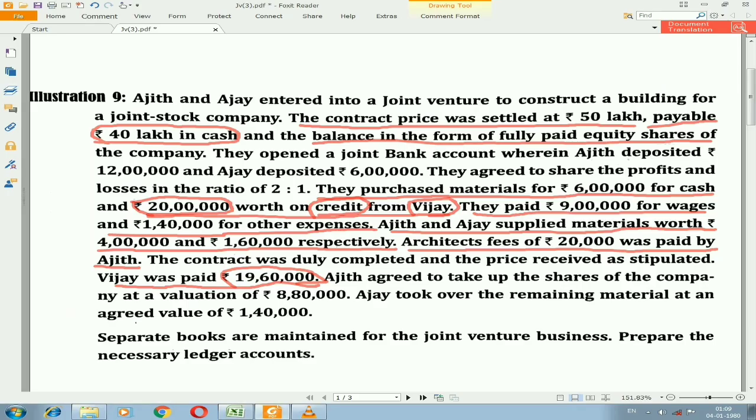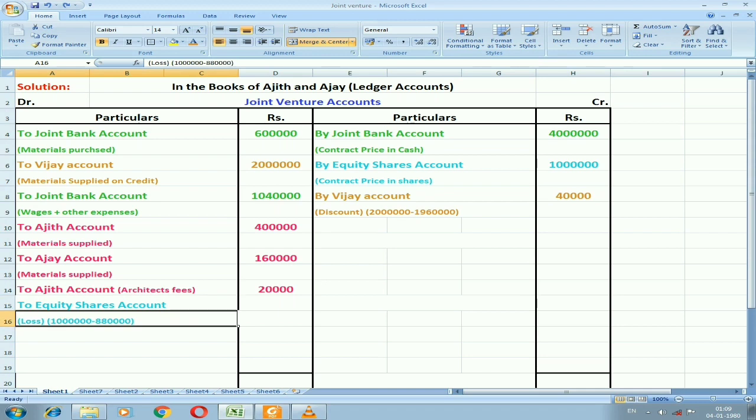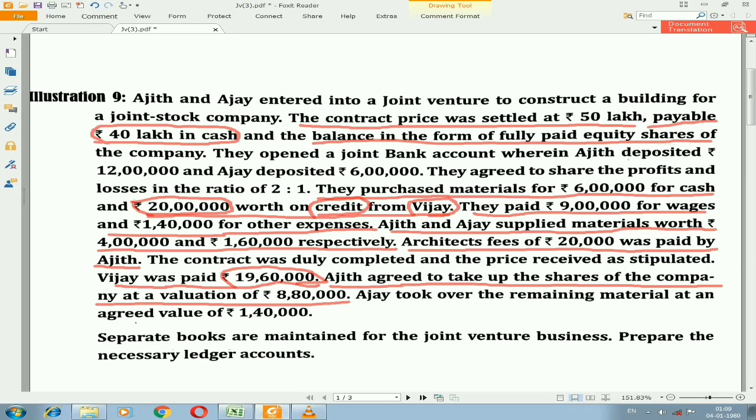Then we have Ajit agreed to take up shares of the company at a valuation of rupees 8,80,000. So this is the information we are supposed to record on the equity shares, but in joint venture account we need to check whether it is loss or profit through shares. So shares value is 10 lakhs. Ajit has taken up those shares with the amount of 8,80,000. So we are supposed to deduct that and we'll get a loss. So loss is entered on the debit side, equity shares with the amount of rupees 1,20,000.